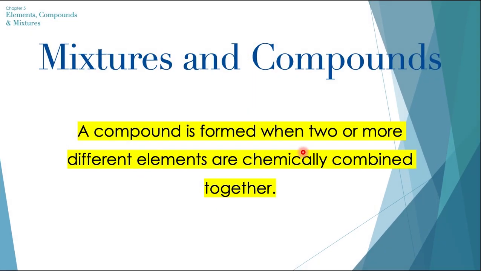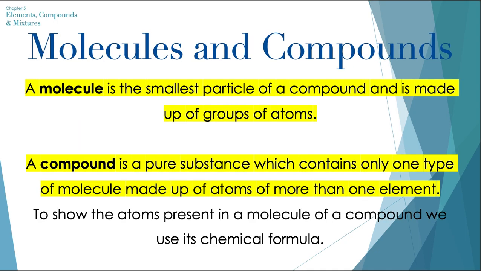So a compound is formed when two or more different elements are chemically combined together. So a compound is a pure substance. What we read here in the beginning, that a compound is a pure substance which contains only one type of molecule, made up of atoms of more than one element. This is the best definition of a compound.